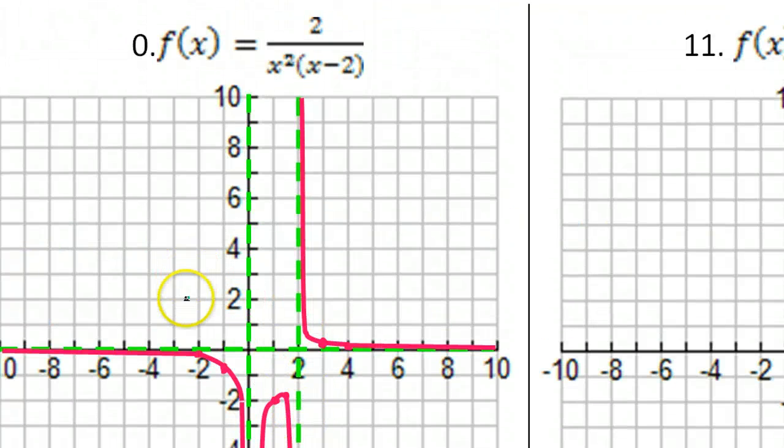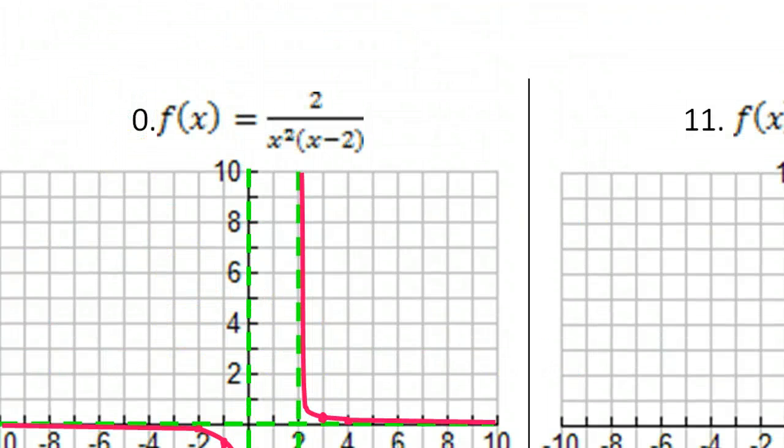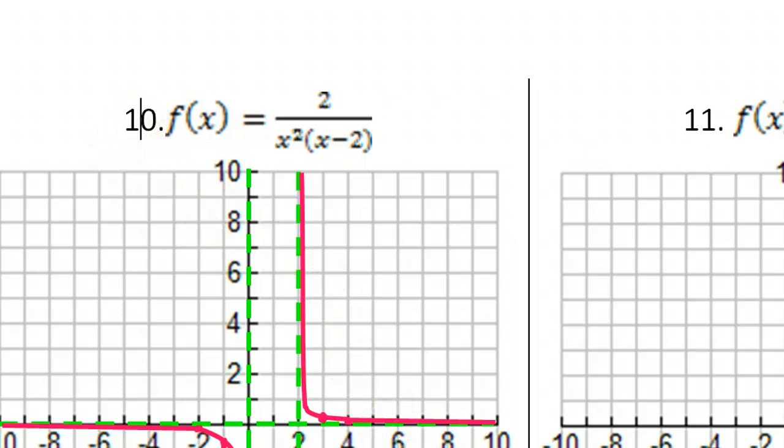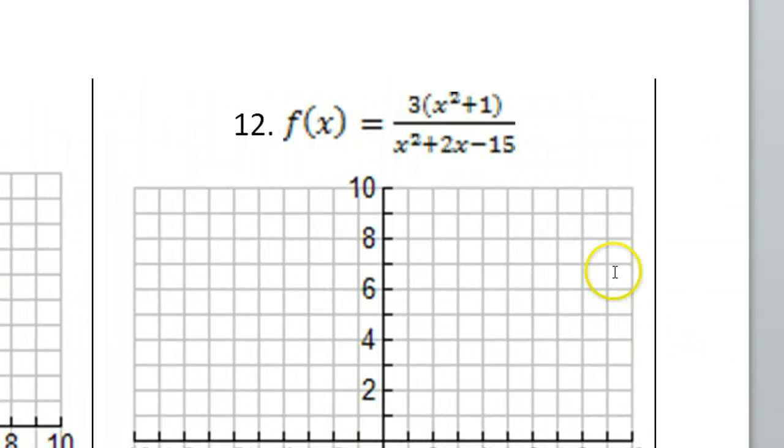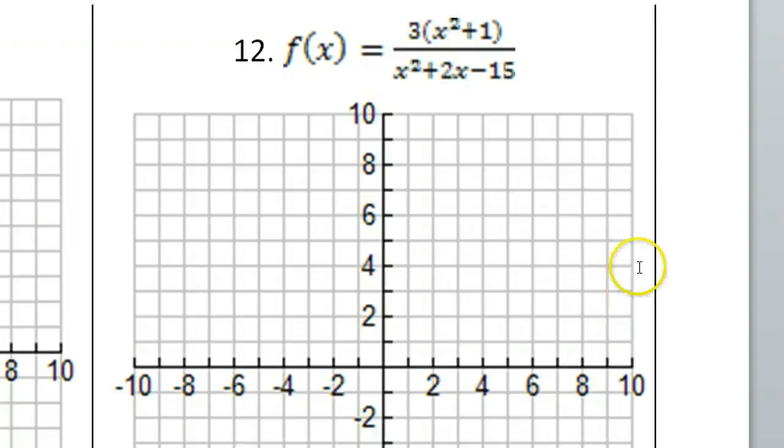So that was number 10. I don't know what happened to the 1. Can I add it back in? There we go. All right, one more to go. Let's do number 12 now. It's kind of complicated looking.